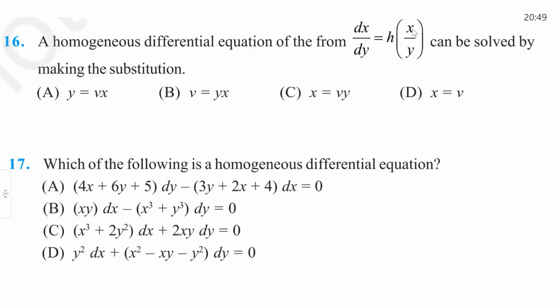Then this equation need not be solved. Here, since the function has x by y and we have dx/dy, what will the substitution be? x is equal to vy. This will be our substitution: x is equal to vy. And for which of the following is a homogeneous differential equation, here by looking you will know that the power must be the same in all terms. Here power 1 but power 0, so this is not homogeneous. Look at this: 1 into 1, 1 plus 1 to power 2, this is 3, so this is not homogeneous. Here 3, here 2, so this is not homogeneous. Here 2, 2, 2, 2, so this is homogeneous. So the answer will be D.